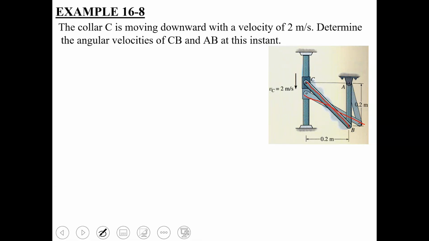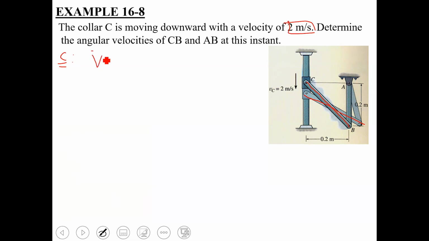downward at a speed of 2 meters per second at the instant shown. We need to determine the angular velocities of the other 2 links, that is link CB as well as link AB. Okay, so in order to perform the analysis, हमेशा हम जब भी velocity या acceleration analysis करते हैं तो we are going to start from that link जिसका motion हमें known होता है. So since the motion of collar C is known to us, we are going to start from collar C. The collar C is constrained to move along the vertical axis downward.